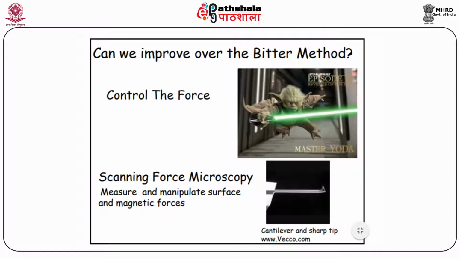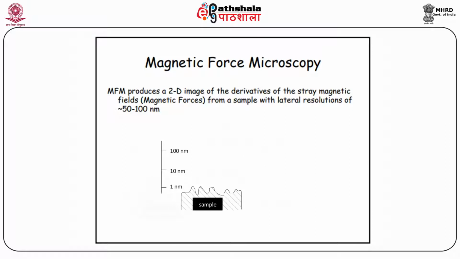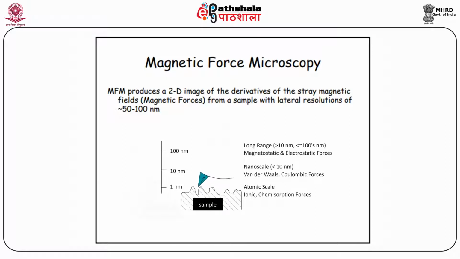Scanning force microscopy, if we use it to measure and manipulate the surface and magnetic forces, can really help in getting better images. Here, a cantilever and sharp tip have been shown. Magnetic force microscopy produces a 2D image of the derivatives of the stray magnetic fields, that is, what we call magnetic forces, from a sample with a lateral resolution of 50 to 100 nanometers.